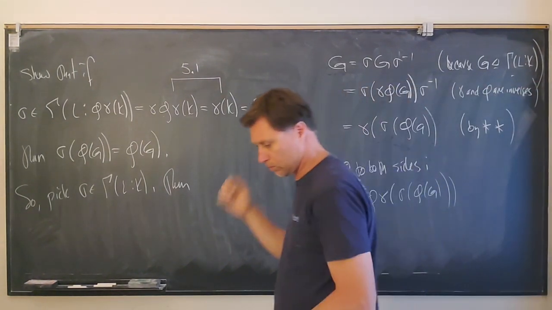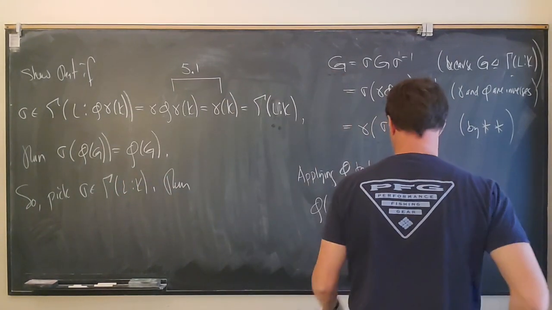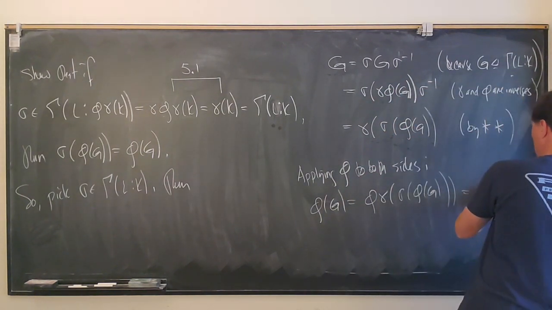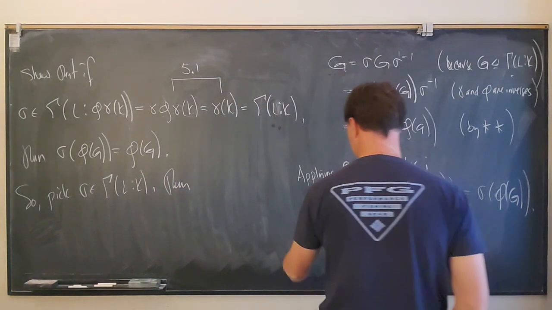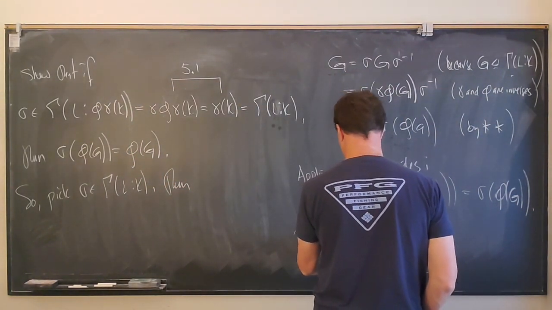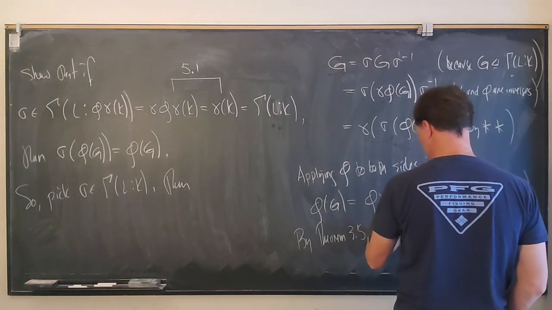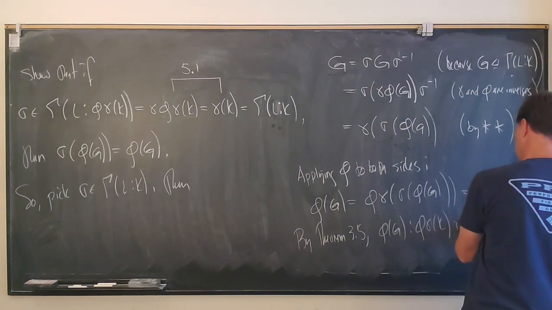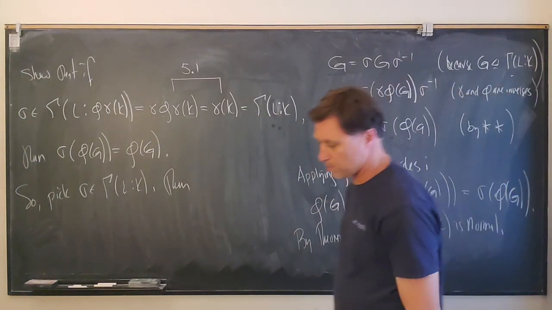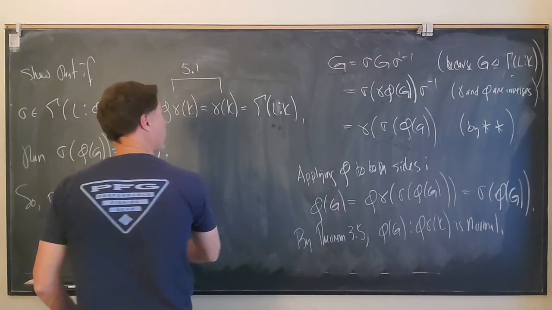Now, right, and this cancels out, so this is equal to sigma of phi of G. Now, this holds for every sigma, and so by theorem 3.5, the extension is normal. So this would be phi G over phi gamma of K is normal. Okay, so there's the forward direction.